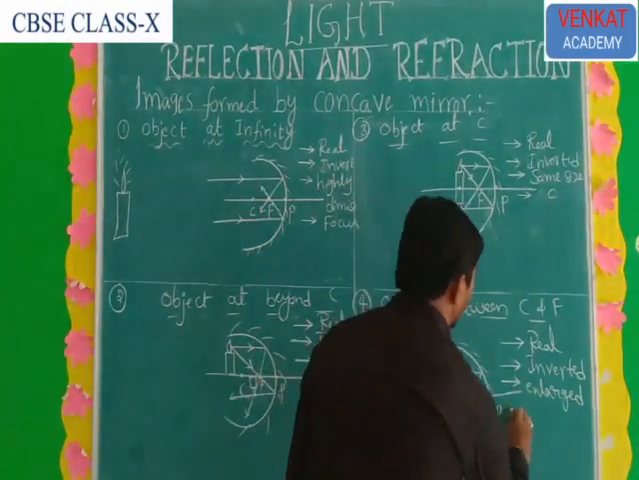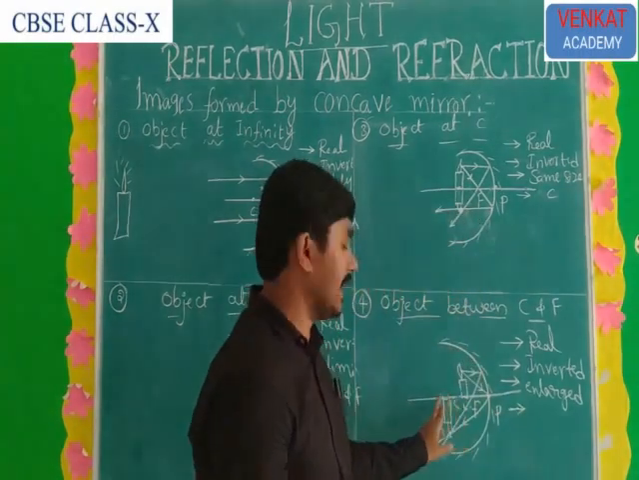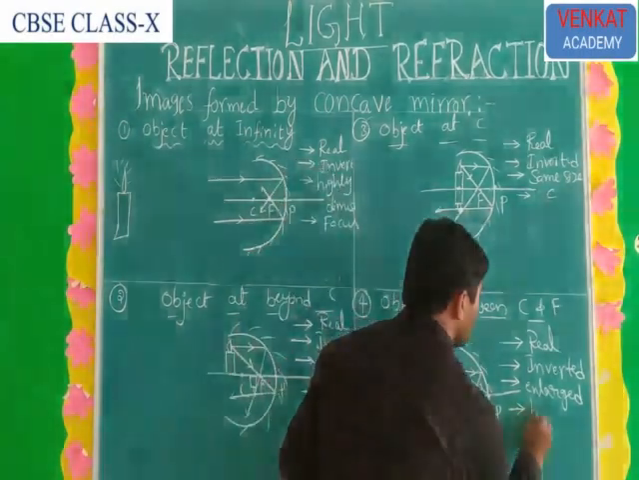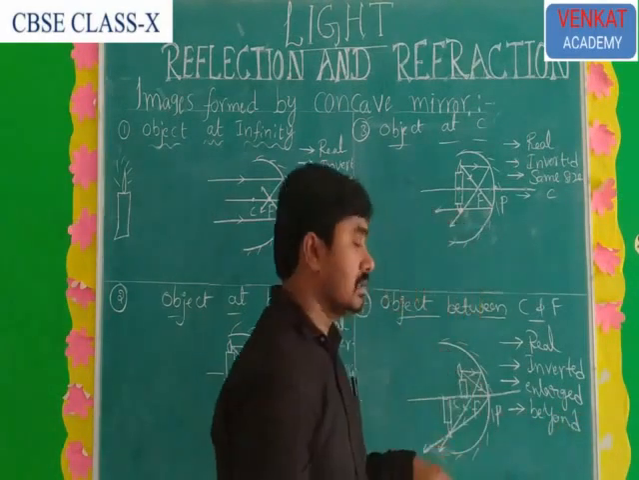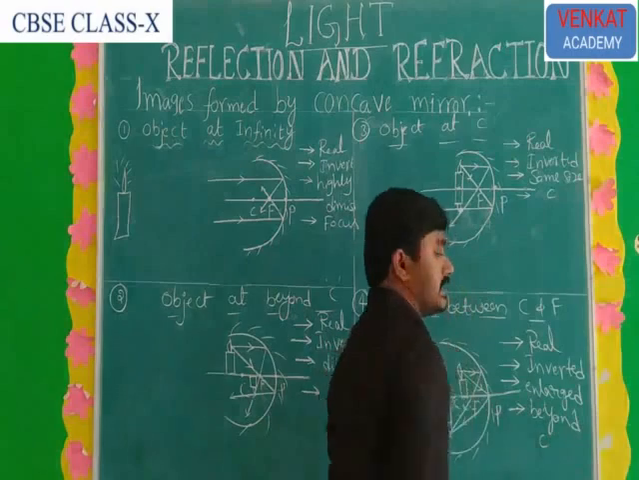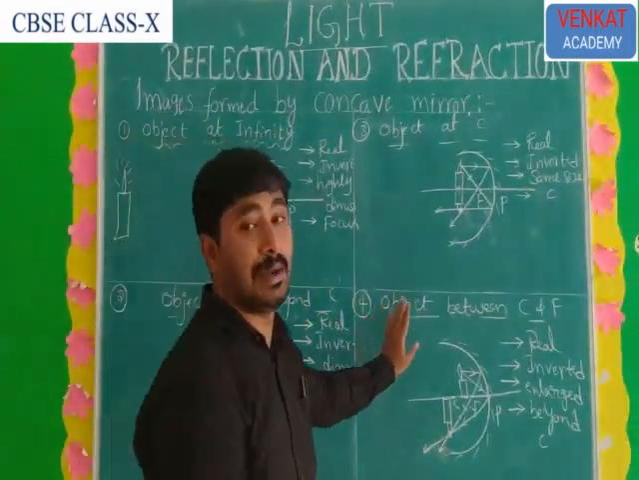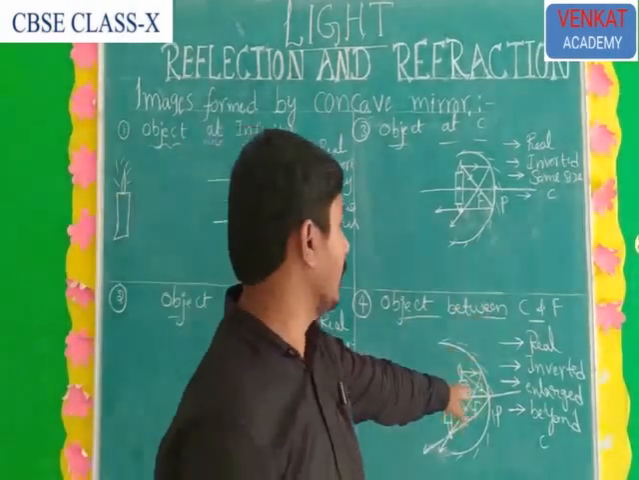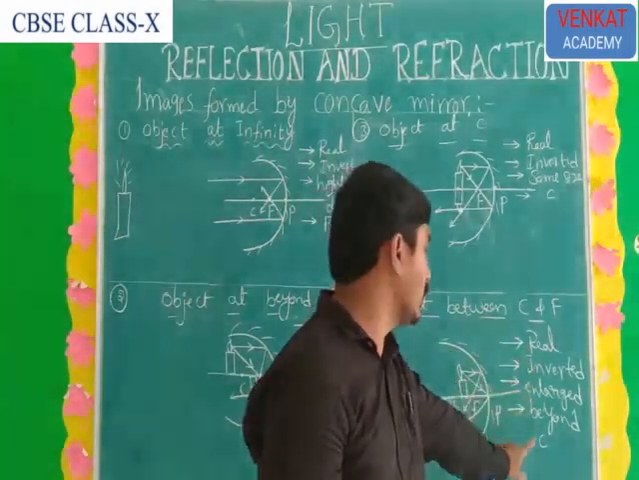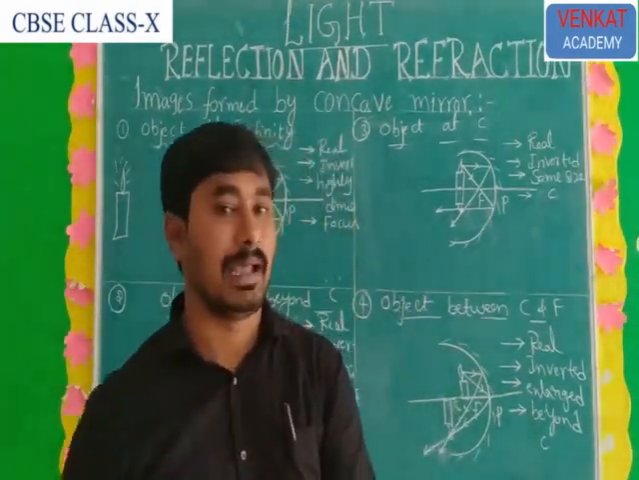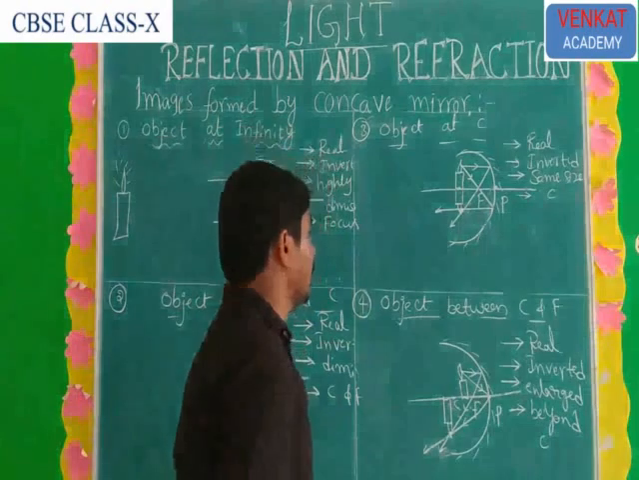Next, what about the position of the image? Image position behind C means the image is formed beyond C. Beyond C, the image will be formed. Understand? What do we observe here? Fourth condition: object between C and F, the image is real, inverted, enlarged, and formed behind C. So these are the four conditions.